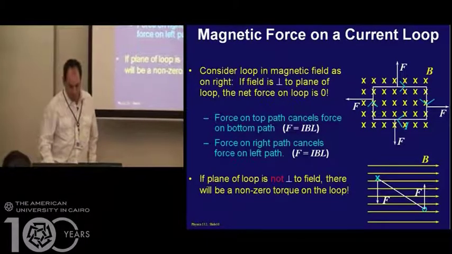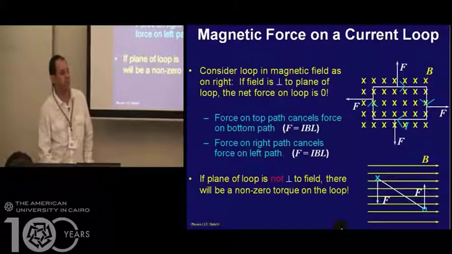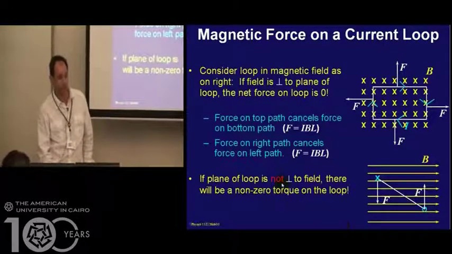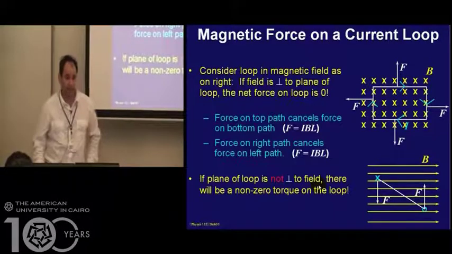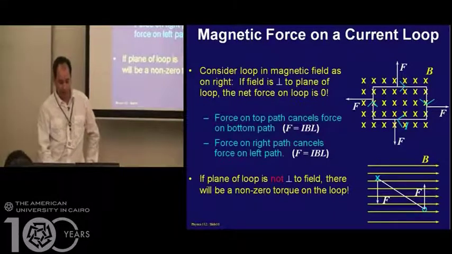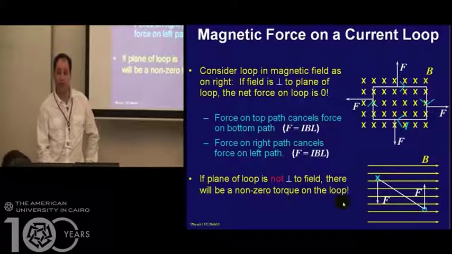So torque. If the loop is not perpendicular to the field, then the loop will have non-zero torque and the loop will start to rotate.